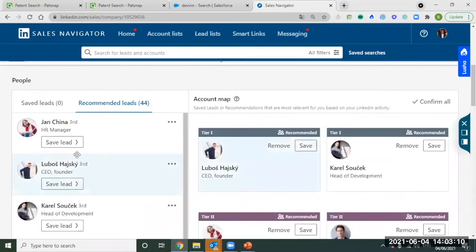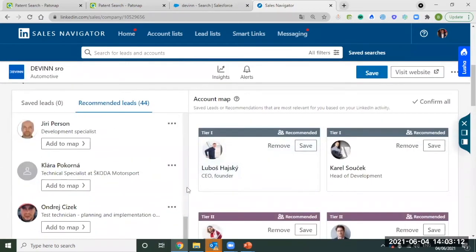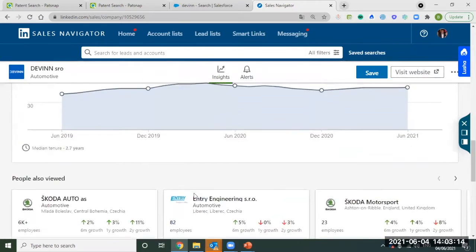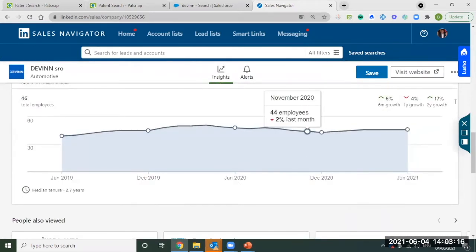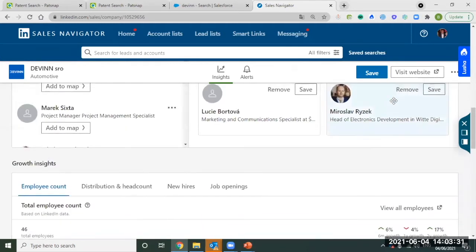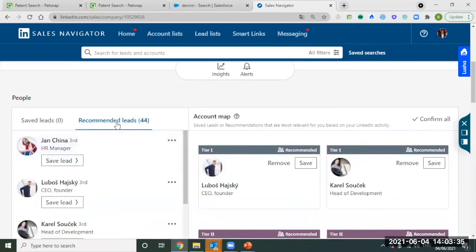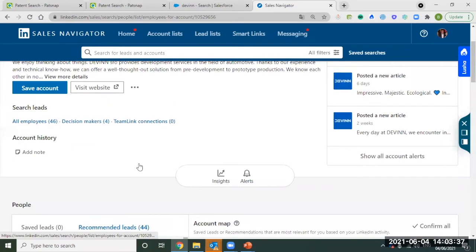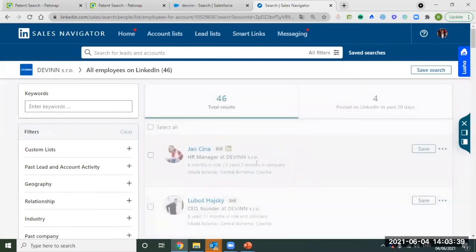Something I like to do is validate the company or understand a bit more about it. A good hook I use is, are they growing? So 2-year growth is 17%, which is quite a lot over a 2-year period. 4% down over the last year, that's probably because of COVID. And the 6-month growth is probably a rebound from COVID that we're seeing. So probably they had to let a few people go initially, and now they're starting to rebound a little bit.